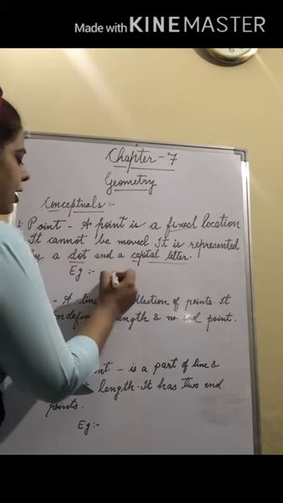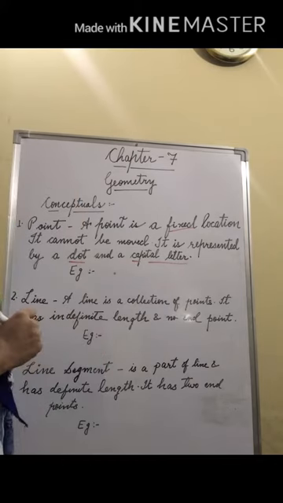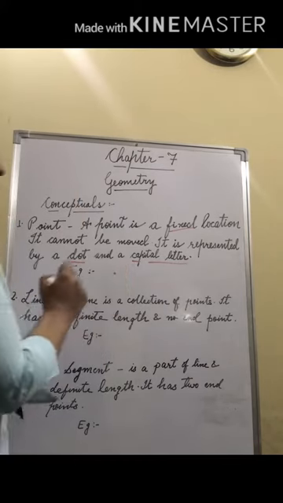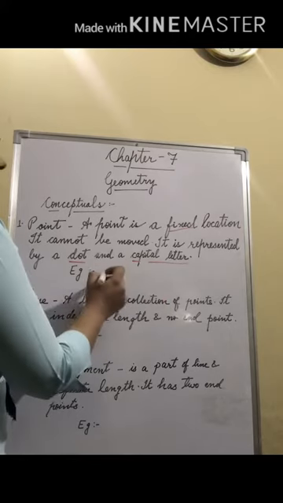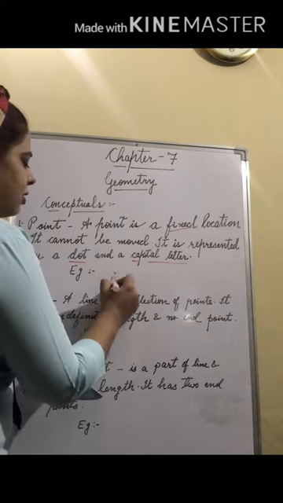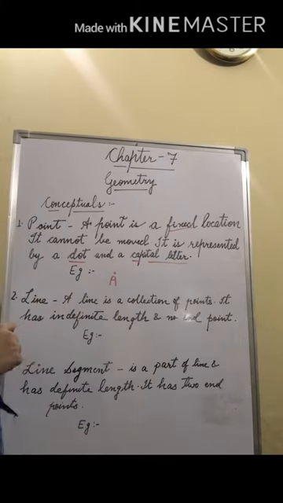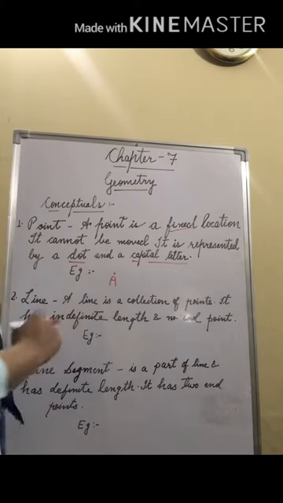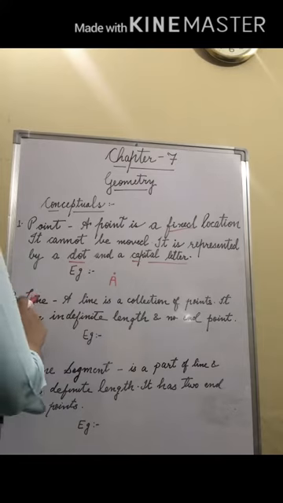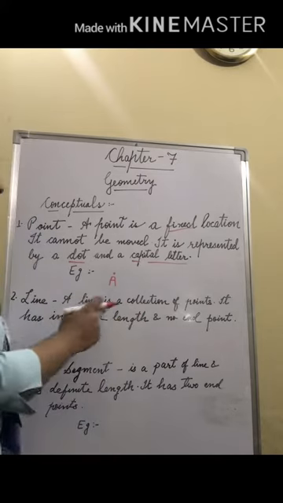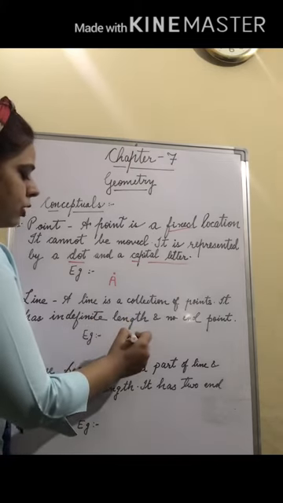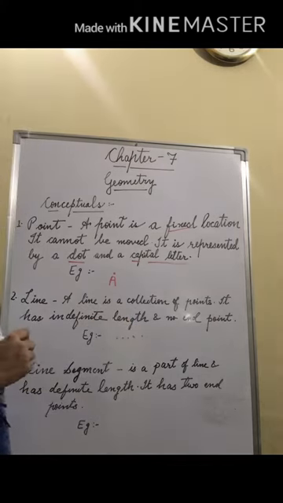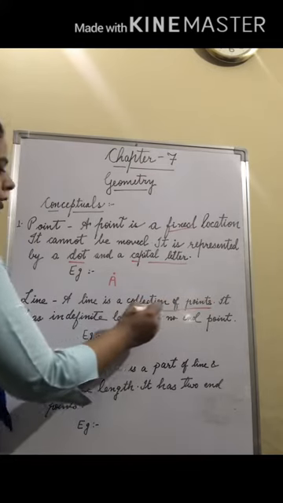Suppose we are drawing this dot on a paper. We can't measure the size of this dot. It can't be moved, but it can be represented by a capital letter. A point is always represented by a capital letter. Now moving on to our next definition, a line. What is a line? When we join so many points together, it forms a line, a collection of points.